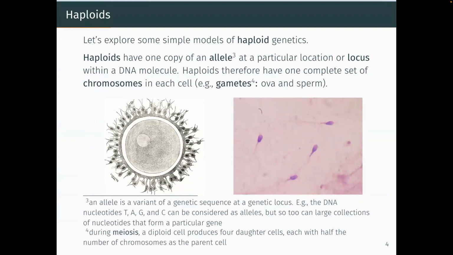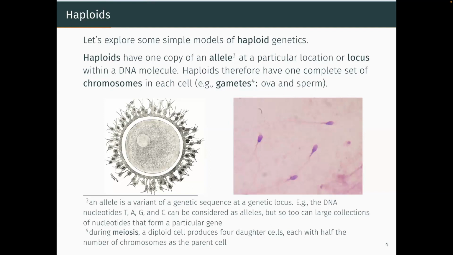And for humans, we have these in our gametes. Gametes are our sex cells, so ova and sperm, eggs and sperm. They have just one copy of the chromosome. We typically have diploid cells. Within each of your normal cells, your soma, one of each chromosome is inherited from your mother, and one of each chromosome is inherited from your father. That makes you diploid. So you have two copies of each chromosome. That means that at each genetic locus, you have two alleles.